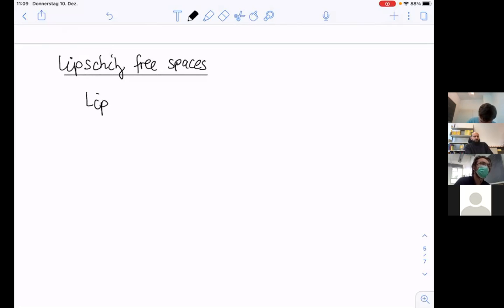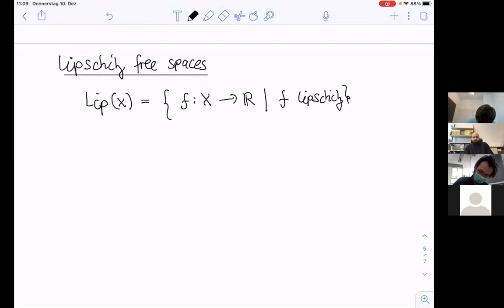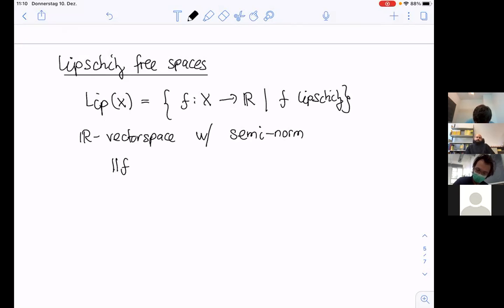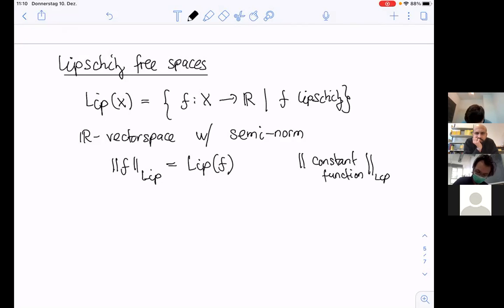So we define Lip(X) as just the Lipschitz functions f from X to R, f Lipschitz. And this is an R vector space with a semi-norm. The semi-norm is just f ↦ Lip(f), the Lipschitz constant of f, and it is a semi-norm because for a constant function this is 0. A constant function has Lipschitz constant 0.